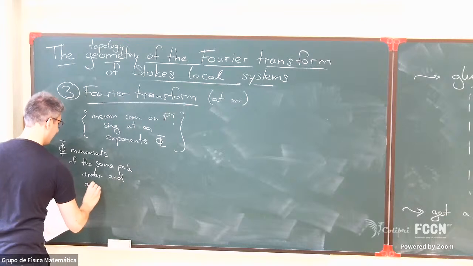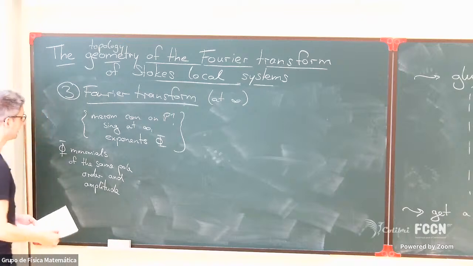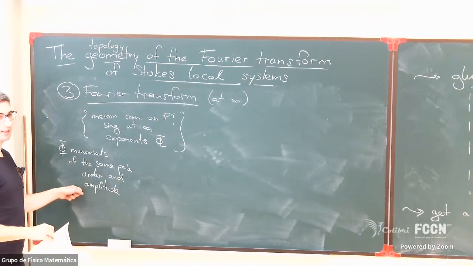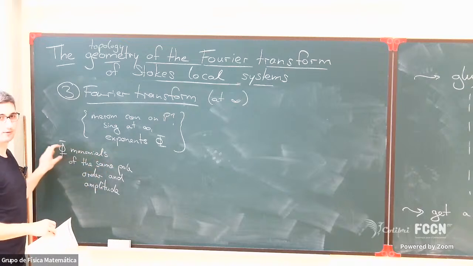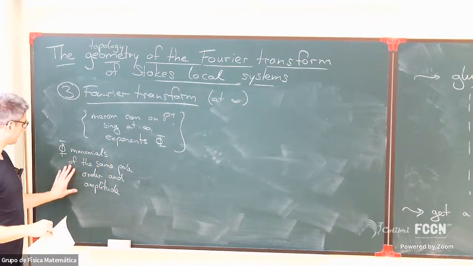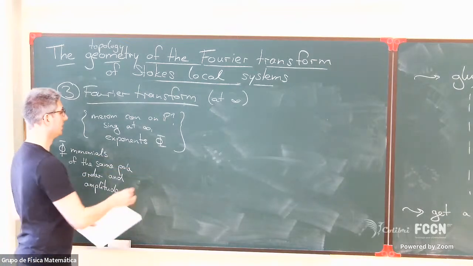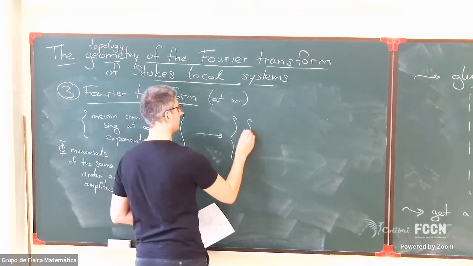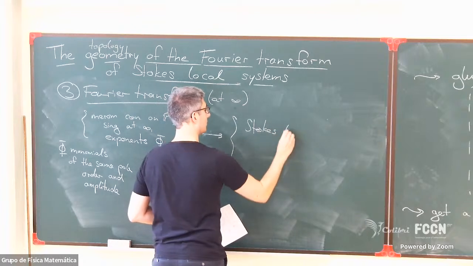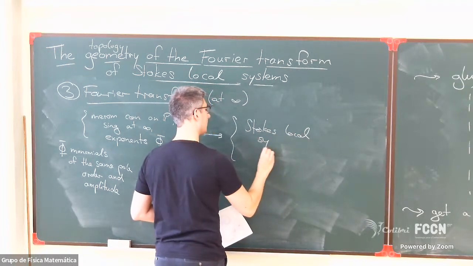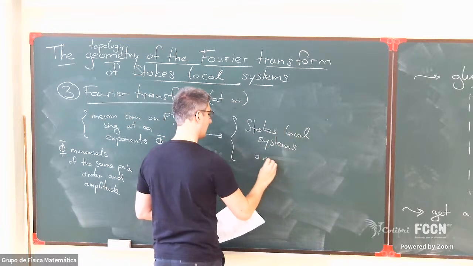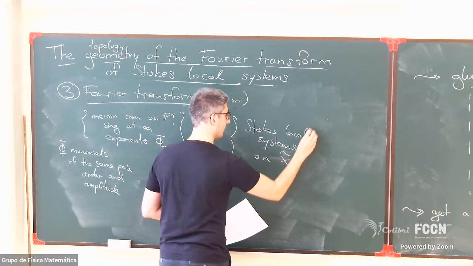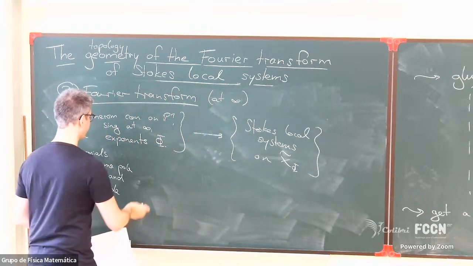and you might neglect some of these conditions, but I write them down because this is the case where we explicitly did everything. And the same amplitude, so the coefficient of this monomial always has a fixed absolute value. So this is the thing that I impose on that. And then I get a Stokes local system on this space.